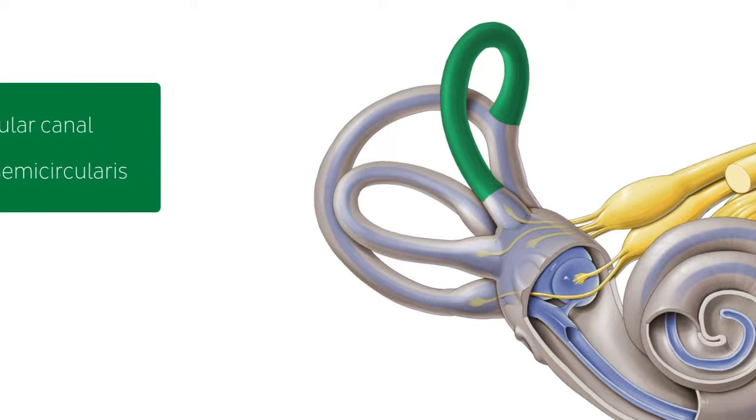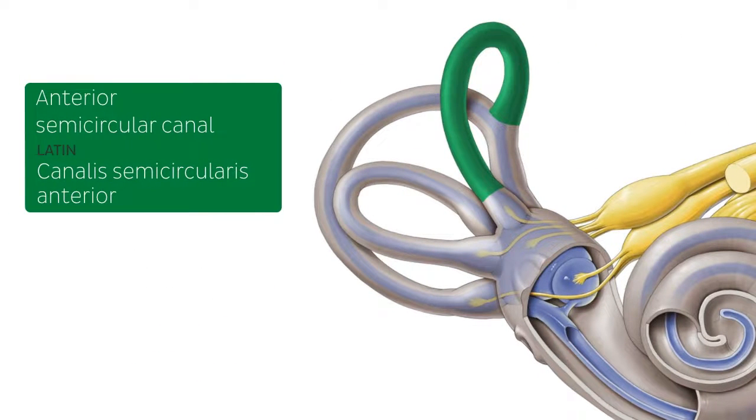Now let's look at the third component of the labyrinth, the semicircular component. This part of the labyrinth is composed of 3 semicircular bony structures that project from the vestibule in 3 different directions. Each of these 3 bony canals contains perilymph and encloses a membranous semicircular duct filled with endolymph.